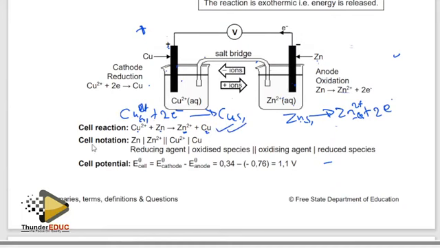Then the cell notation, you start from the anode, and then you go to the cathode. So it means that it's going to be zinc, zinc 2 ions, salt bridge. Then you write this, copper 2 ions, and then slash copper. So that is the cell notation. You see?